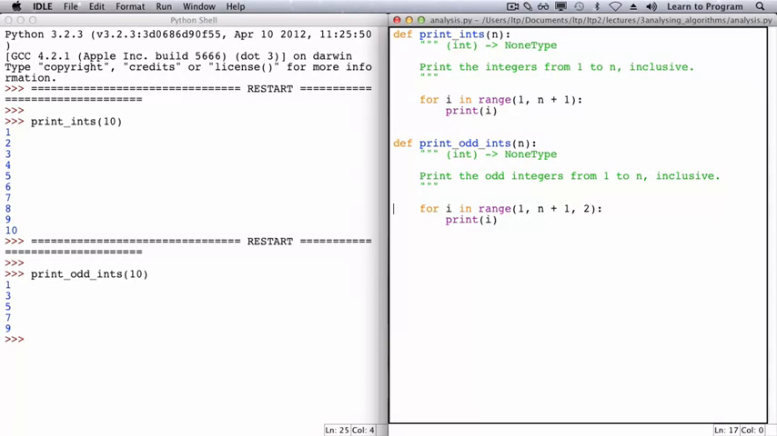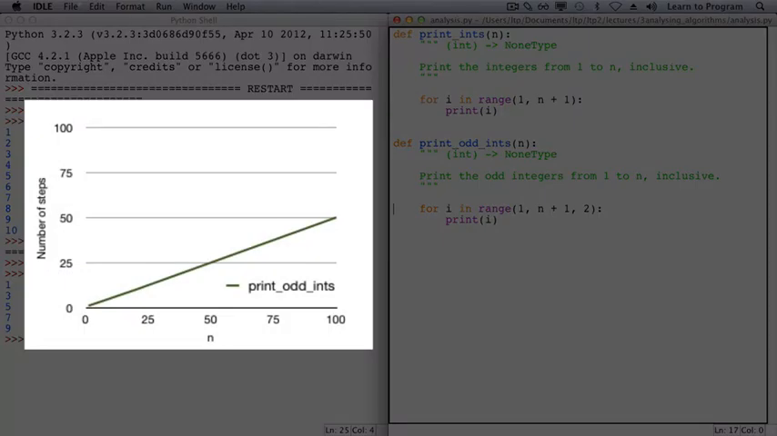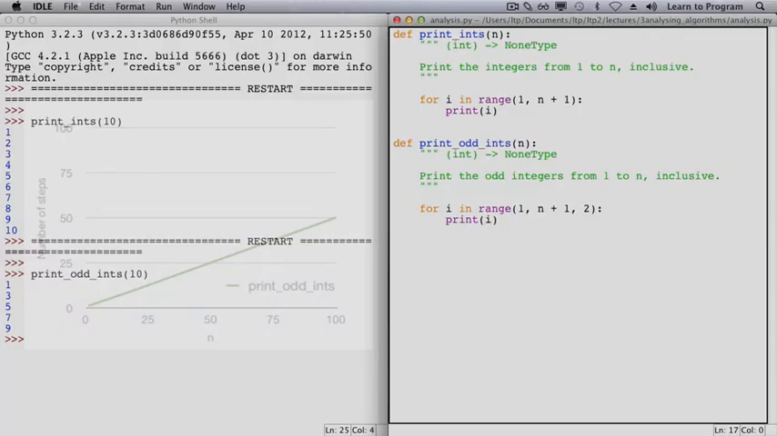For the first function, the number of print function calls was equal to n. For this one, it's roughly half of n, depending on whether n is odd or even. We'll plot this as well. We can see that the number of steps is still proportional to the size of n. It's roughly half of n. This function and the first are both considered linear functions. The runtime grows linearly with respect to the size of the input, n.